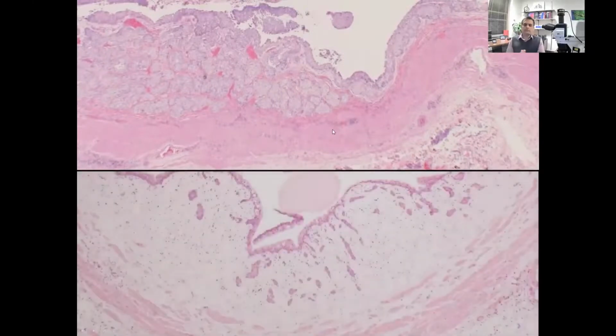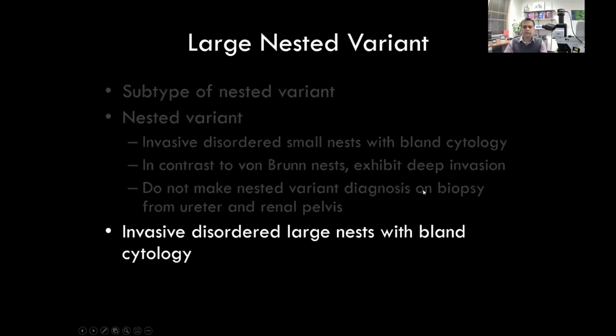And here's an example. This one is actually from the ureter. So here it gets a little bit more difficult because this was a stented ureter, and in a stented ureter, often you can get edema in the lamina propria. And if you see the Brunn's nest within the edema, they get distorted and they actually look like invasive cancer. So one has to be very careful in this setting, making a biopsy diagnosis of nested variant of urothelial carcinoma. In fact, I never do that.